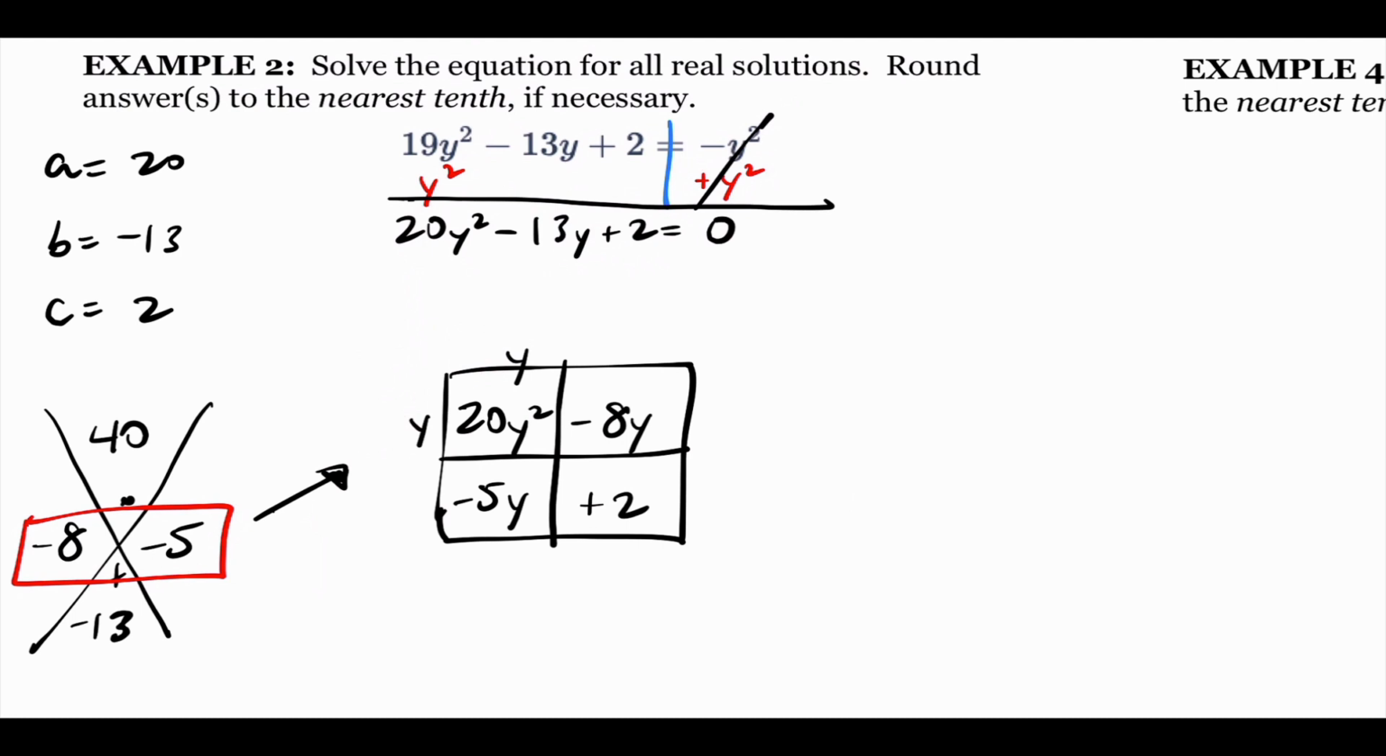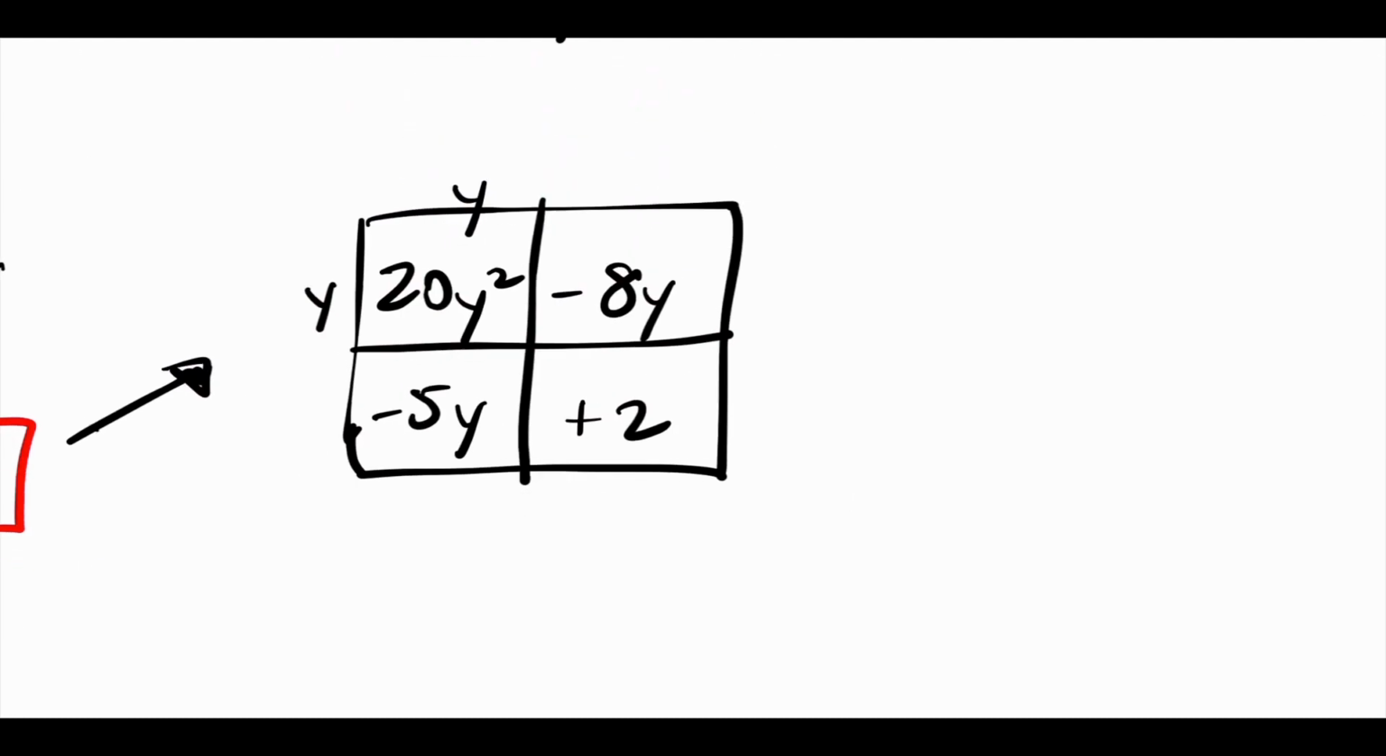It all depends on what works, right? There's only one of them that works. Well, I look down here, I have a negative 8. If I put a 10 here, it doesn't go into negative 8. It's too big. If I put a 10 here, it goes in here twice, but 10 doesn't fit into negative 5. So 10 and 2 won't work.